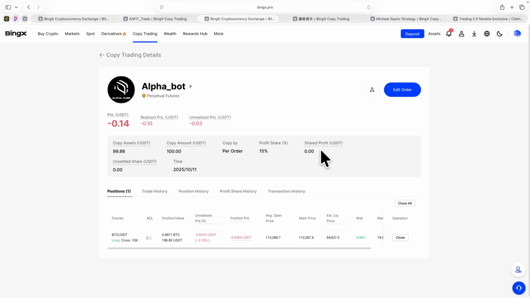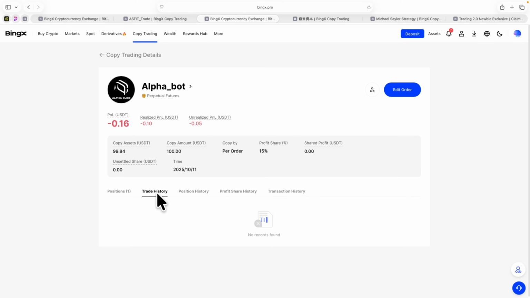Shared profit, we've not shared any profit. So if you have shared any profit, it will show right here. And the unsettled share right here is my own share that I've not received or that I've not withdrawn. So you see your own share that you have not withdrawn right there. And then you can see today's date here. So that is all. And then you can see the open positions.